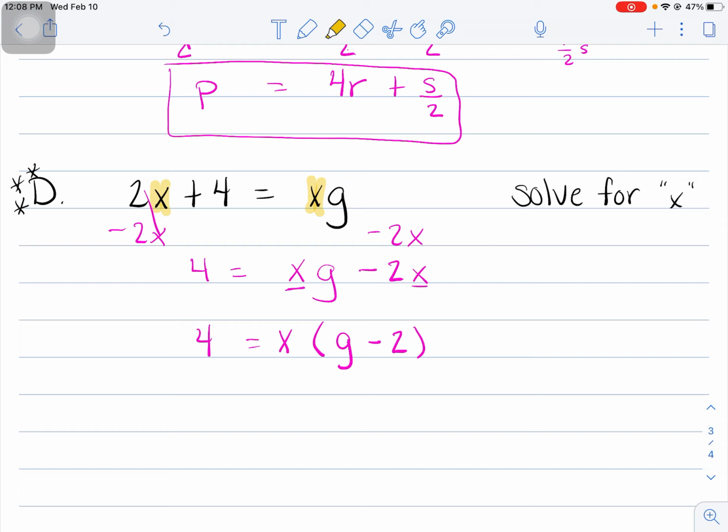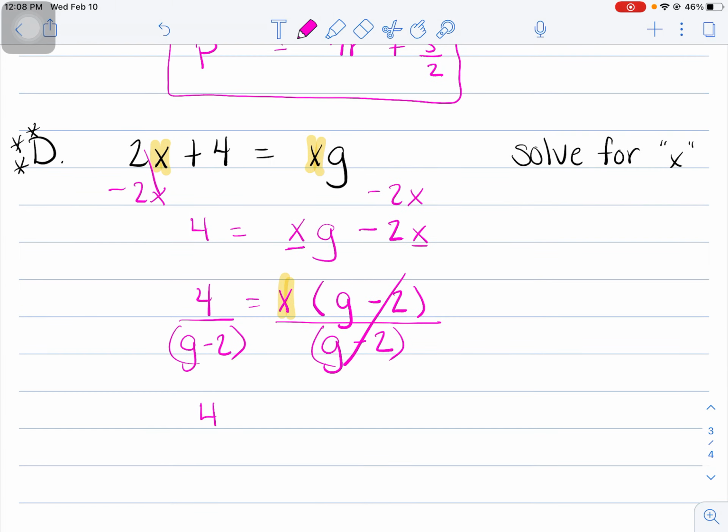And remember, we're trying to get X alone. So right now, X is being multiplied times the quantity of G minus 2. We're going to divide both sides by G minus 2. That whole little piece, G minus 2. These then cancel out, and you're left with 4 over G minus 2 equals X.